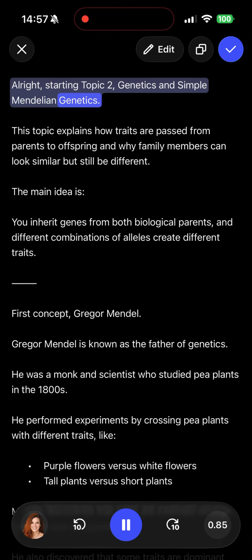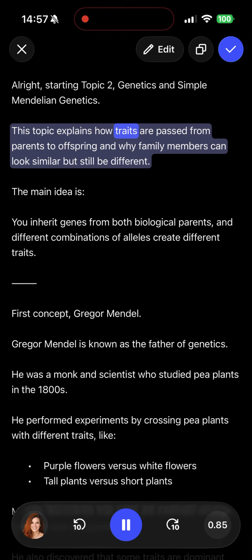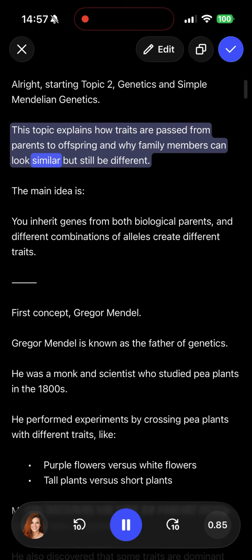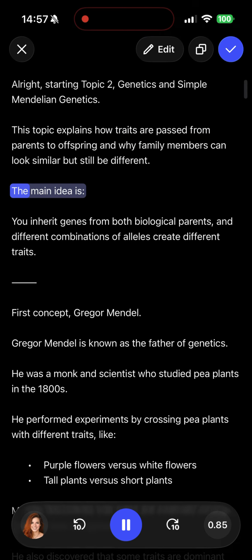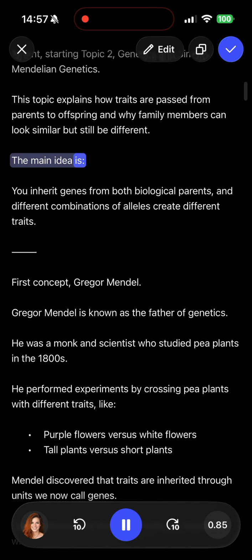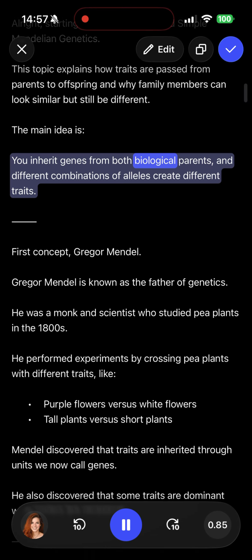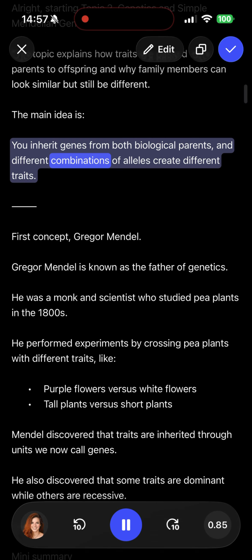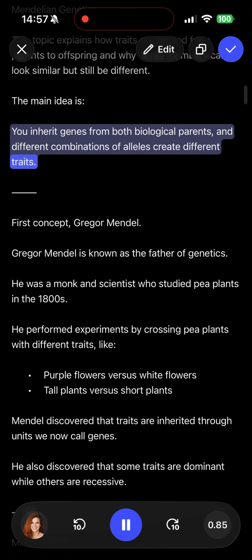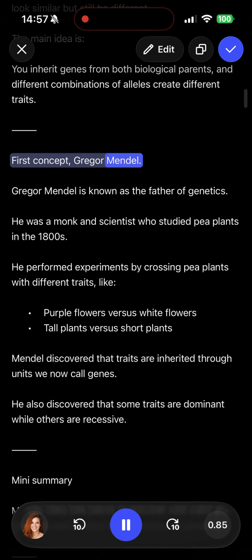Mendelian genetics. This topic explains how traits are passed from parents to offspring and why family members can look similar, but still be different. The main idea is, you inherit genes from both biological parents, and different combinations of alleles create different traits.